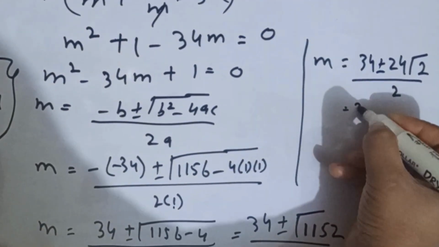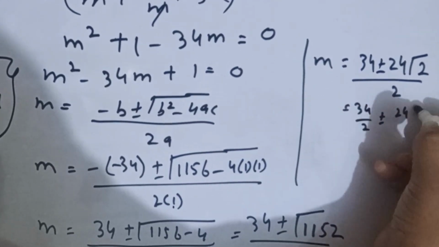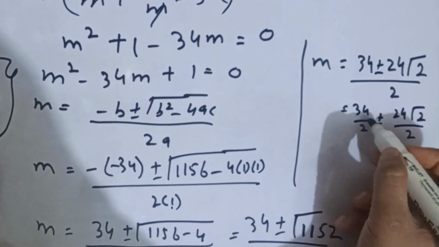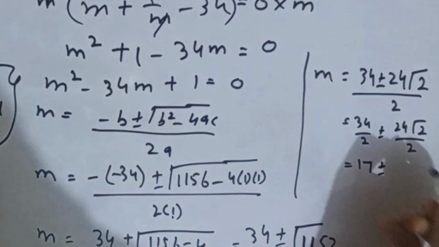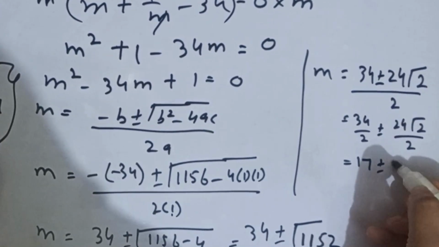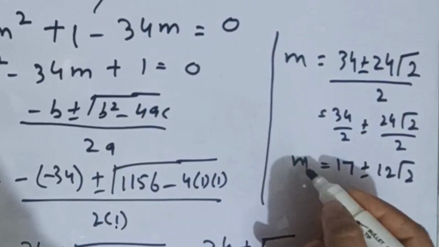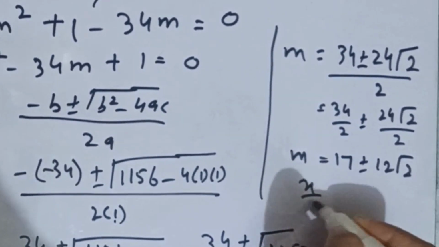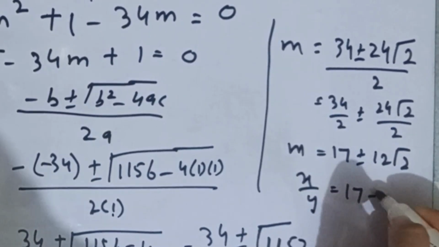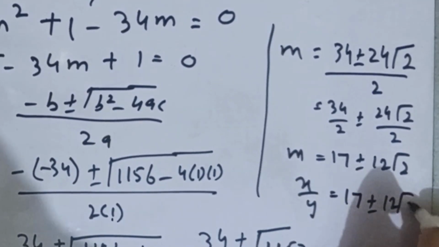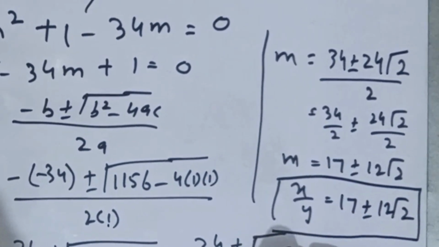We write this as 34 over 2 plus or minus 24 times the square root of 2 over 2. 34 divided by 2 is 17, and 24 times the square root of 2 divided by 2 is 12 times the square root of 2. This is the value of m, and we let m equal x over y. So x over y is equal to 17 plus or minus 12 times the square root of 2, and this is our required solution, and we are done. Thank you.